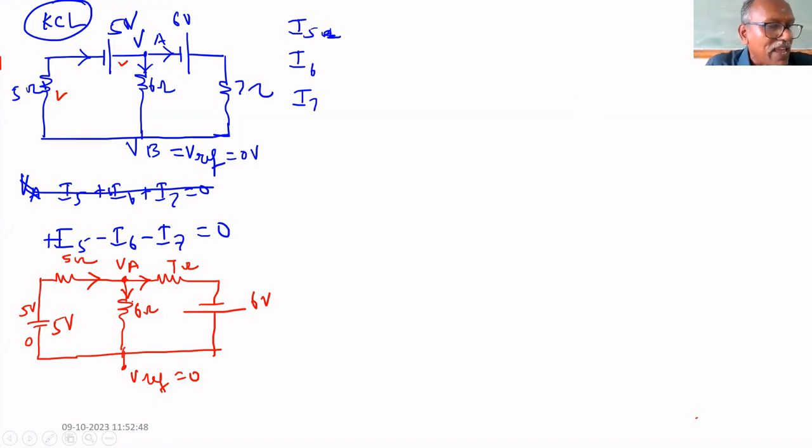So 5 minus VA. Therefore, I5 equal to 5 minus VA divided by 5. 5 volt minus VA, because this is reference, that's why this is 5 volt. Here VA. Current is in this direction, that's why 5 is greater than VA. Why am I writing not VA minus 5? Because current direction is from 5 volt to VA. Therefore, 5 is higher. That's why 5 minus VA divided by 5.